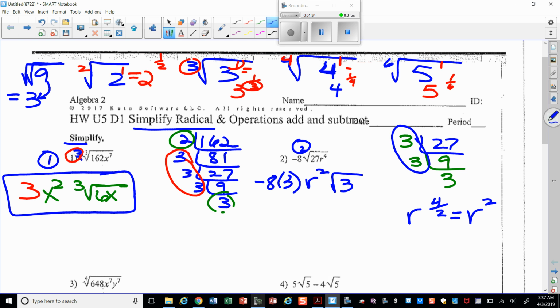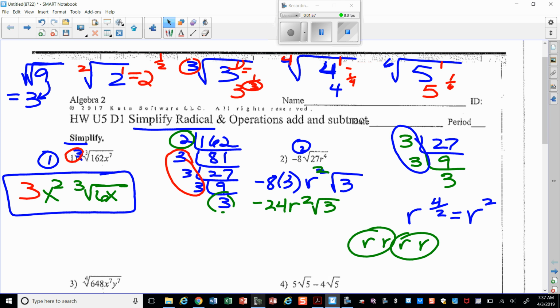Notice if I write it out the long way, I could do r, right? That's r to the 4th, and then I'm looking for groups of 2. All right, so I had 2 r's come out, and there was no remainder, so there's no remainder underneath. And so my final answer would be negative 24 r squared times the square root of 3.